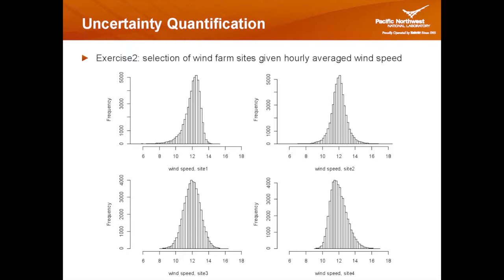Again, 30 seconds for this. See what's your judgment and what's your basic arguments or logic in there. Oh, I'm blocking this one. Okay, so selection of wind farms from one of the 4 sites given hourly average wind speeds. I'll give you one hint: the average speed for the 4 sites is the same.